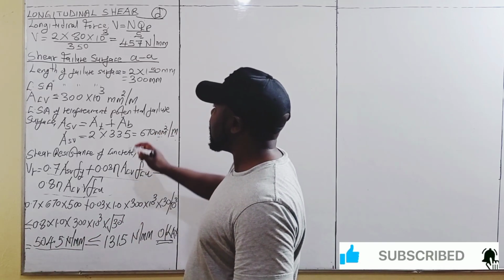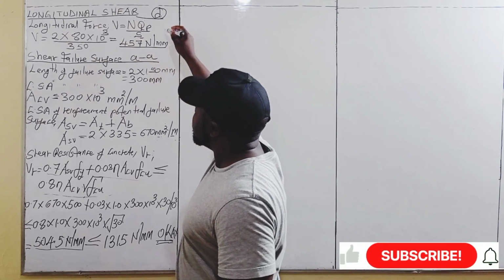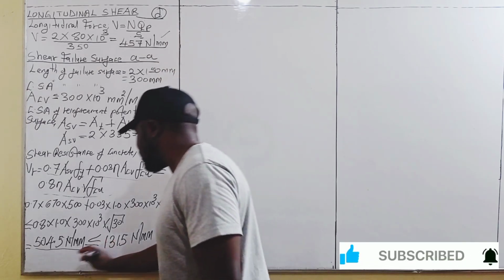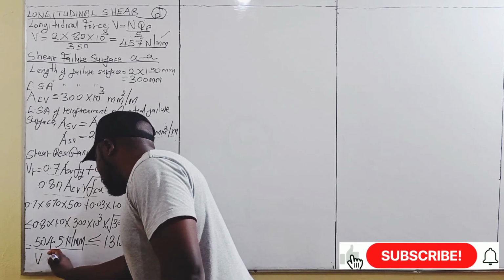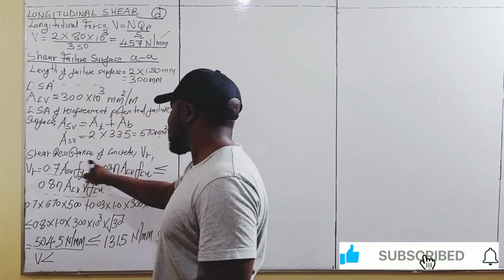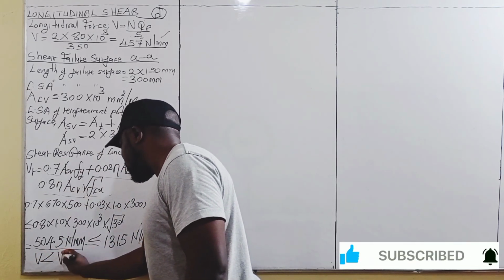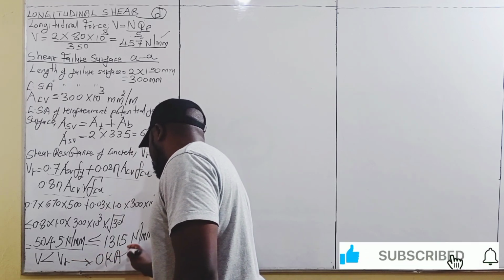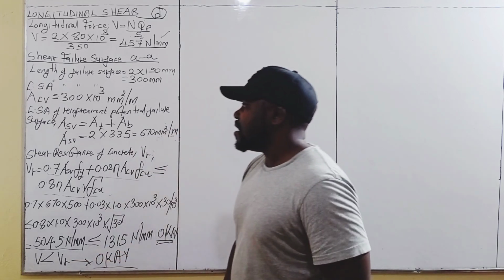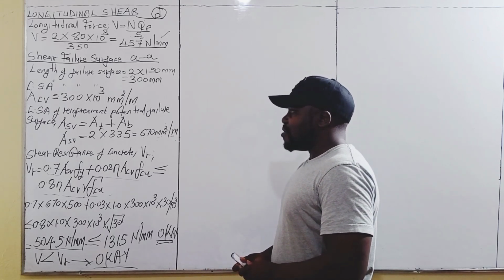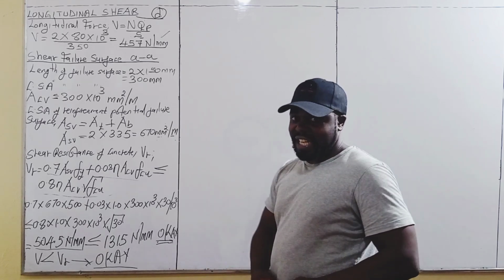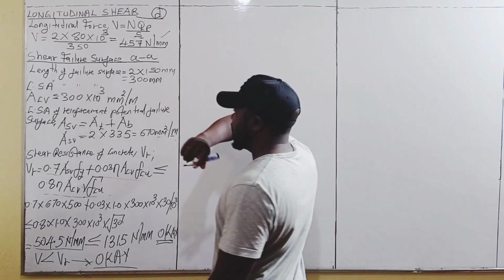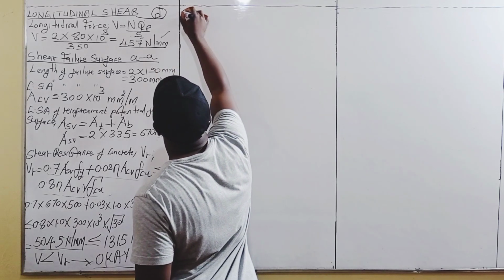So we are going to find that the longitudinal shear, which is 457, that is V, is less than the shear resistance of concrete, that is VR, meaning that our section is also okay, and we are good, we selected a suitable section. Then from there, we go to shear failure in section BB.